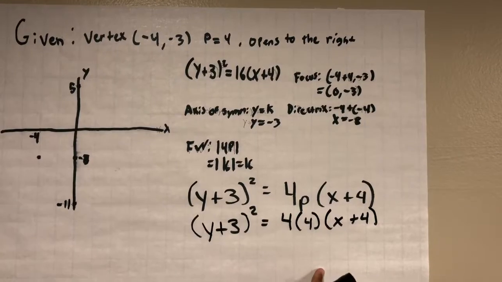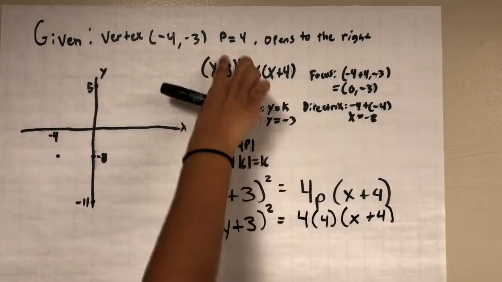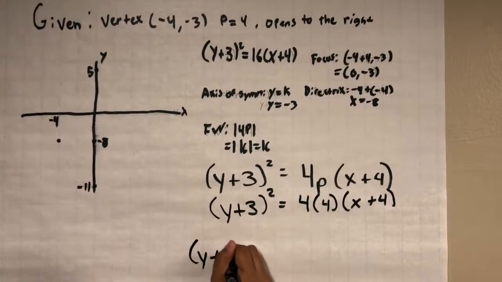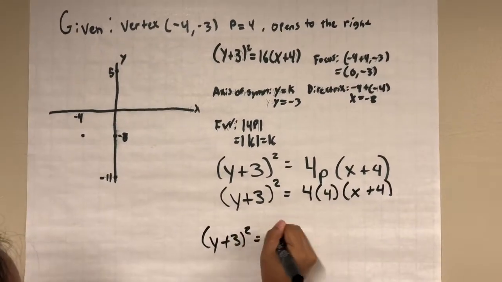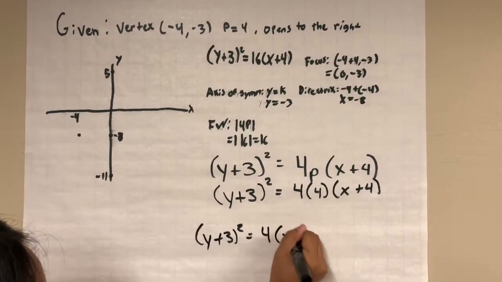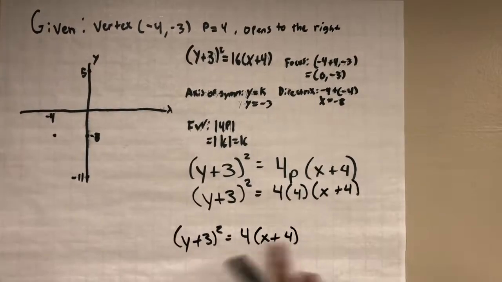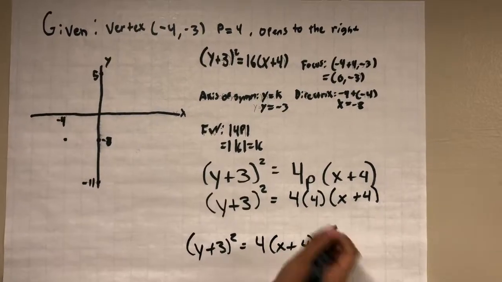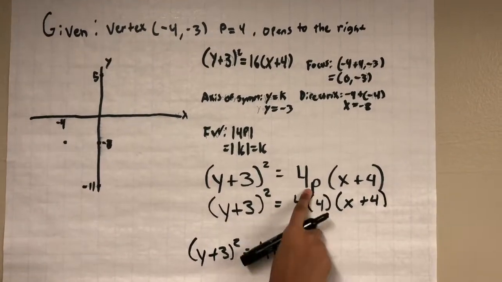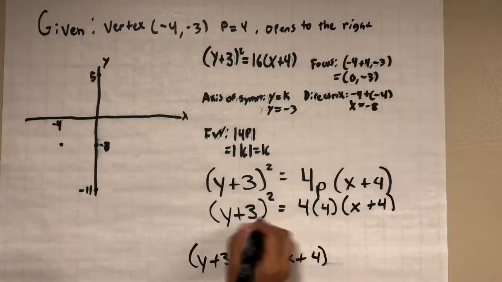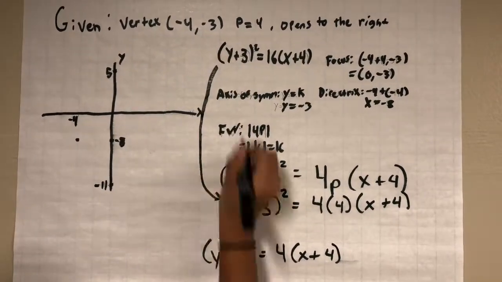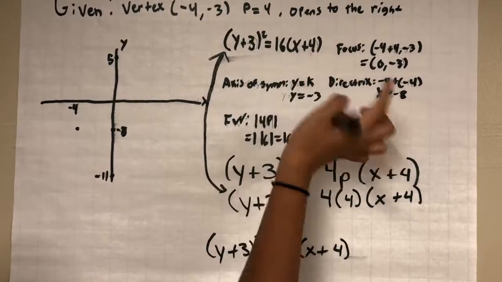The most common mistake is when people assume that the 4 should be like this. That's the most common mistake, because people assume that p equals 4 goes right there, but you actually have to multiply it with p, with 4p. So it gives us that. Oops, we got it.